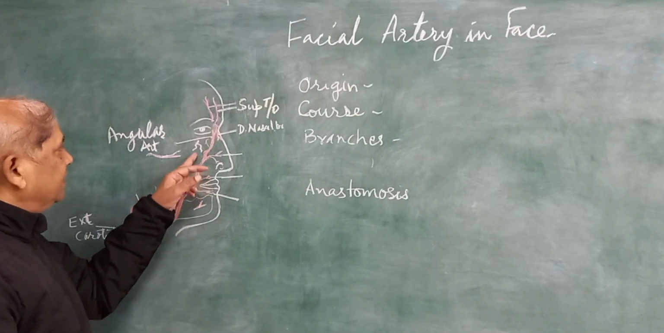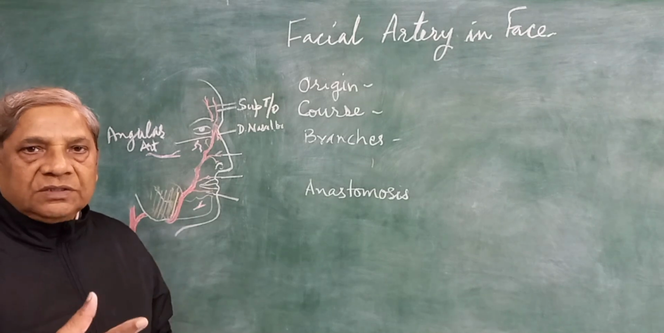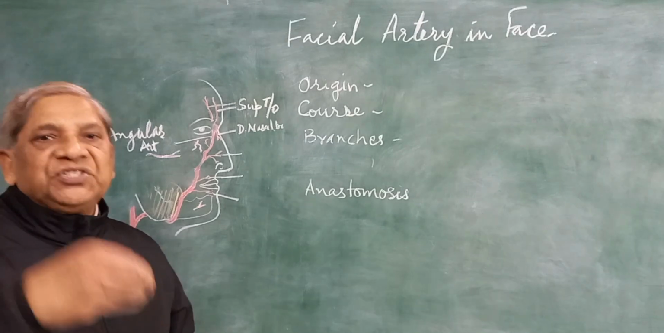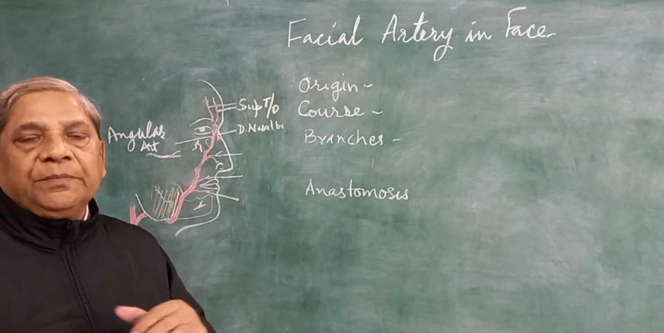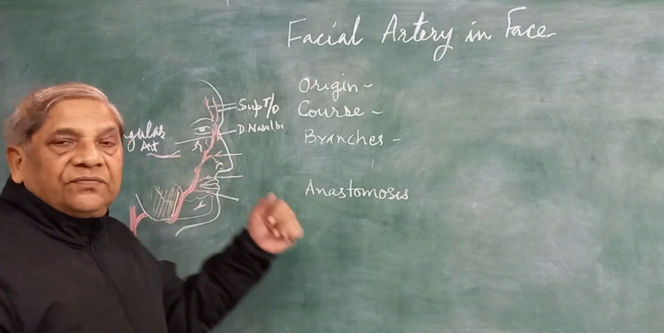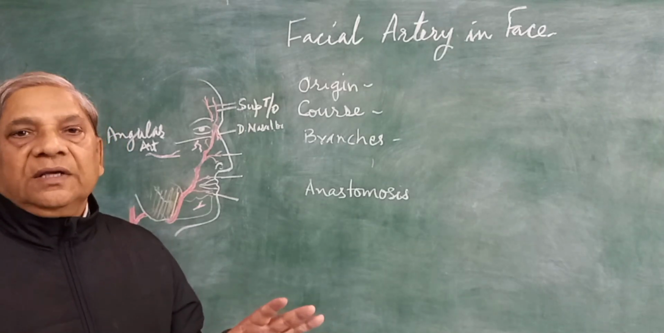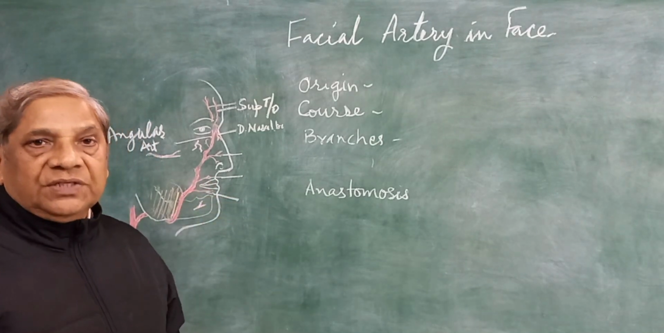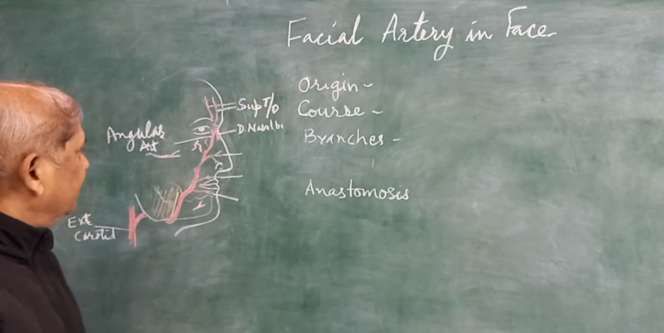Now this is quite a tortuous, wavy artery, and this is said to be because the artery is subjected to various types of stretching forces. When we are talking, our mandible is moving up and down and our lips are moving, and it has to make its course in the superficial fascia through the superficial and deep facial muscles. So the artery is subjected to stretching, and to overcome this stretching force, the artery is tortuous.